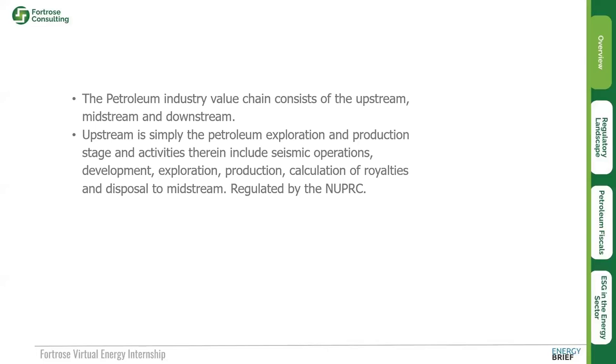And activities under the upstream include exploration, production of oil, calculation of this and disposal to calculation of royalties and disposal to midstream. So that is the upstream sector of the oil and gas industry. And the kind of companies you see in the upstream sector, examples are Shell, Chevron, Mobil, Total. They are upstream segments, basically.